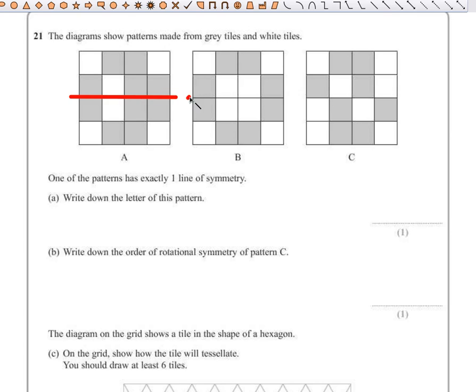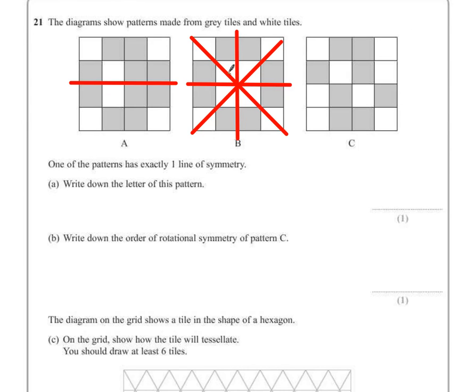Shape B also has a line horizontally, but then also vertically, and diagonally, and diagonally. So that has 4 lines of symmetry. Pattern C has no lines of symmetry. You cannot put a mirror anywhere on that to make it reflect. So therefore, we've confirmed that answer A must be our only shape with one line of symmetry.